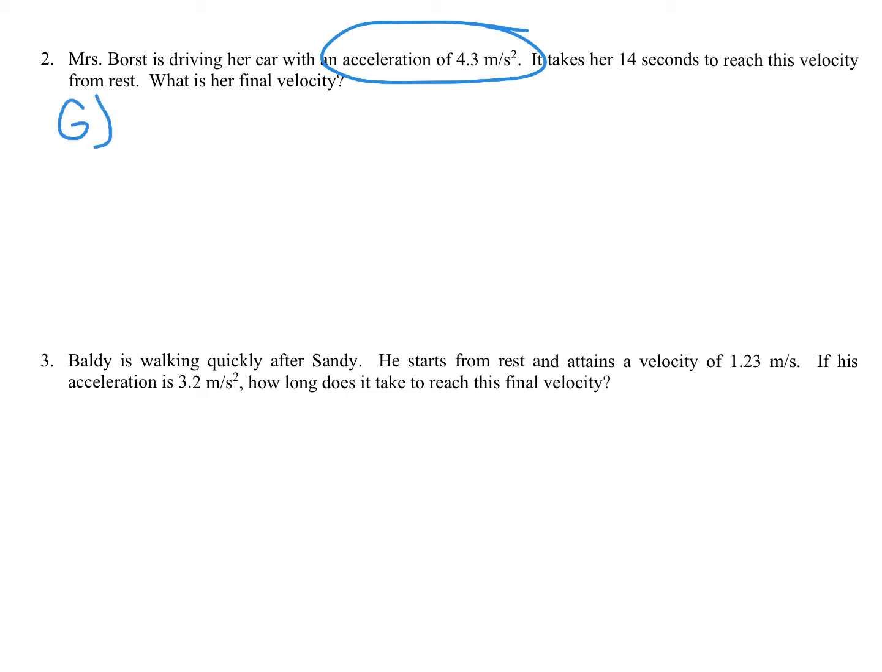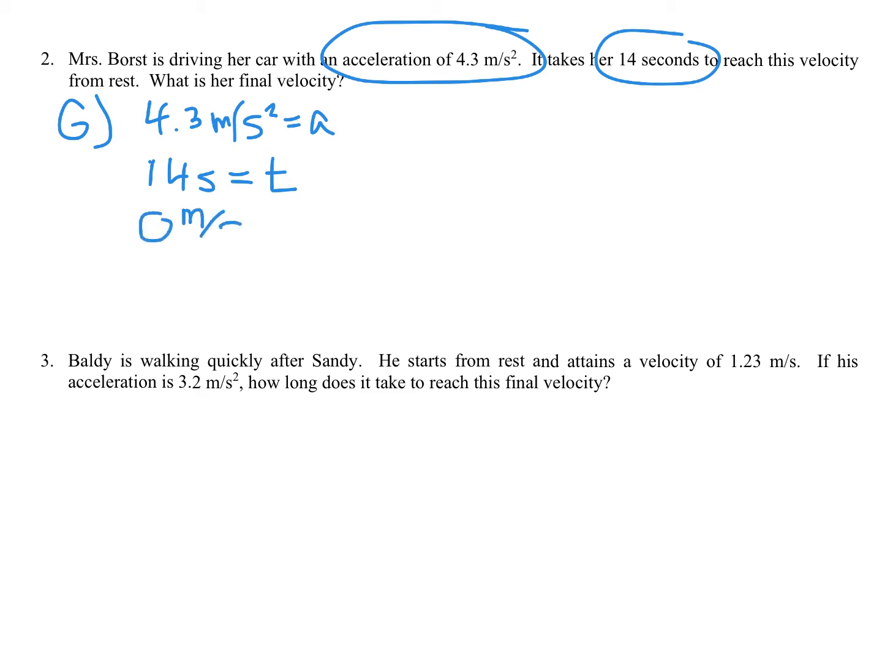So in my GUESS method given to me, it looks like I'm given 4.3 meters per second squared as one of my pieces of info. I'm going to put an A for acceleration. It says it takes her 14 seconds to reach her velocity. 14 seconds to me is an amount of time. I'm going to write that down just in case. And it says to reach her velocity from rest. So if she started from rest, I can assume she started at 0 meters per second for her initial velocity.